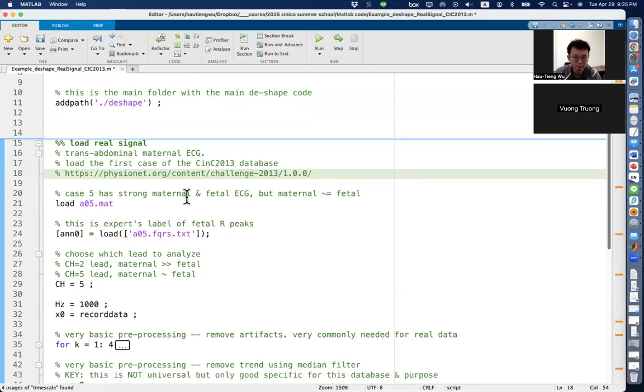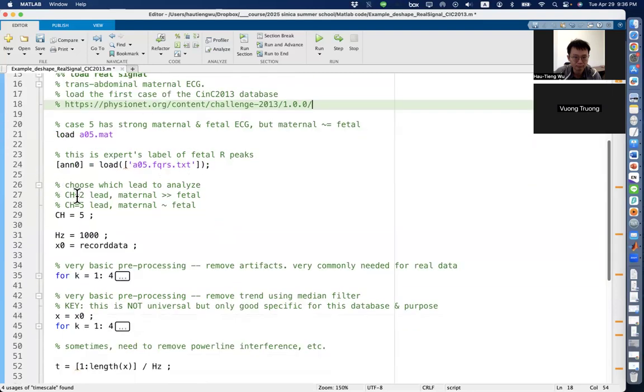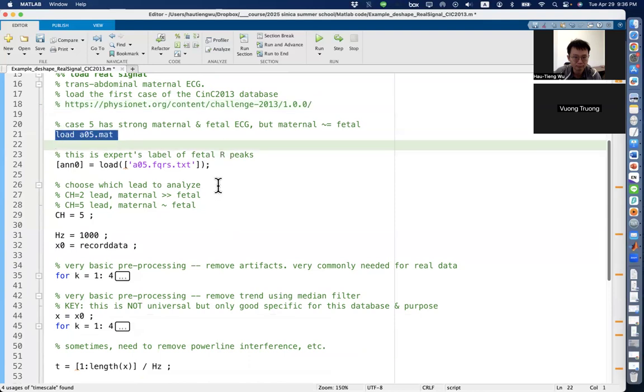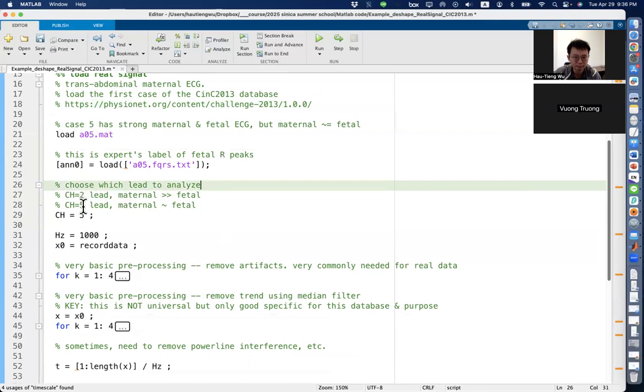In this database, the main feature is that it contains experts' labels about fetal ECG peaks. So you load the data, and you load the experts' labels, and so on. Today I will demonstrate how to apply Dshape on 2 different channels, because this database actually contains 4 different channels, and we will focus on channel 2 and channel 5. We start with channel 2.